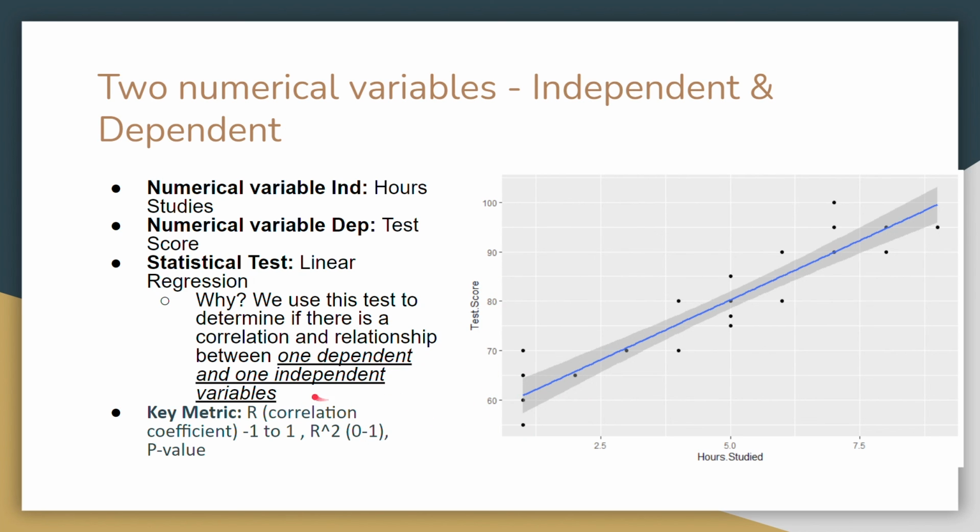And then the other key metrics: R, which is going to indicate whether or not there's a correlation, and the R-squared, which is going to tell you how much of the variation in the y is explained by the x. We also have the p-value. The p-value is going to indicate the significance of your regression, or in this case, the significance of the linear model that we ran.